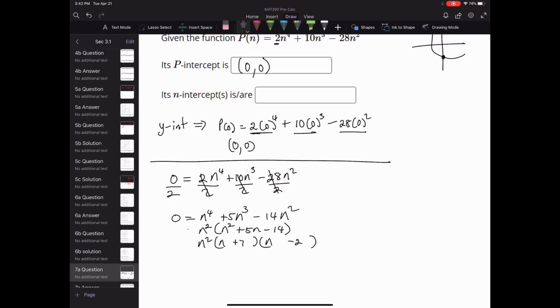So remember, all of this is still equal to 0. So let's see. This piece could be 0, so that means n will equal 0. This thing could be 0, so that means n will have to be equal to -7. Or that thing could be 0, which will be n is equal to 2. Those are your answers. You could write it in point form as well. Remember, that's when y is 0. So 0, 0. Oh, that makes sense. It's the same thing as that y-intercept there.